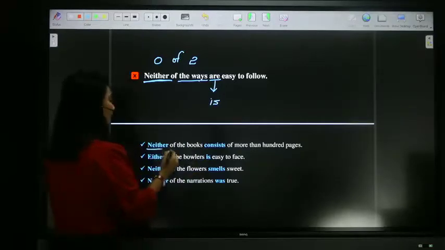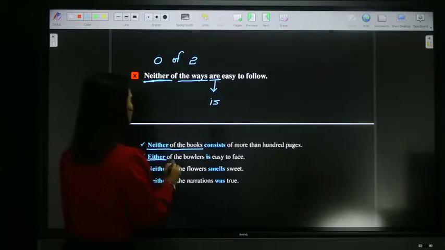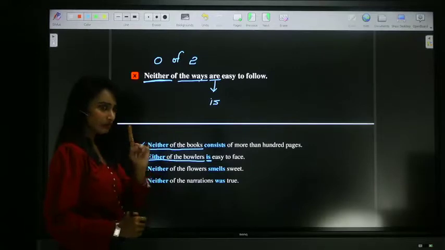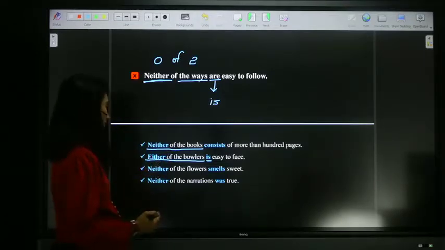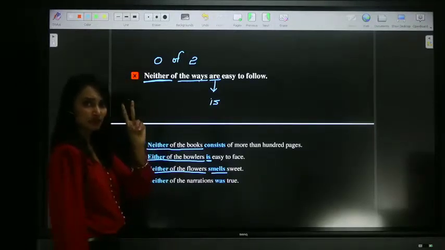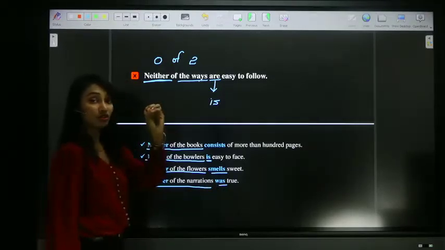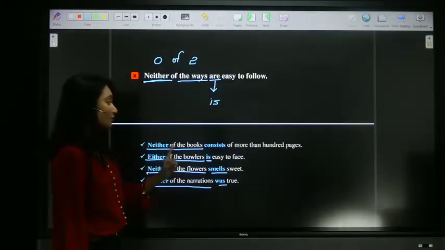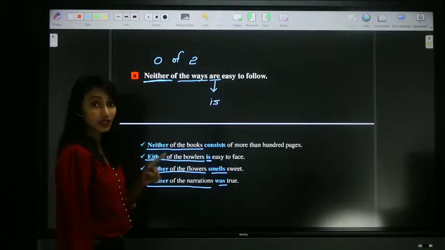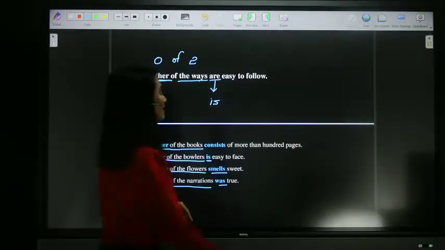Look at this. Neither of the books consists of more than 100 pages. Either of the bullets is easy to face. Two bullets are there, but only one, because either indicates a positive sense. Neither of the flowers smells sweet. Zero of two. Neither of the narrations was true. Zero of two. So remember this. Each, every, either, neither, any, and none indicate one at a time. So remember to use singular verbs. Now let's see the next.